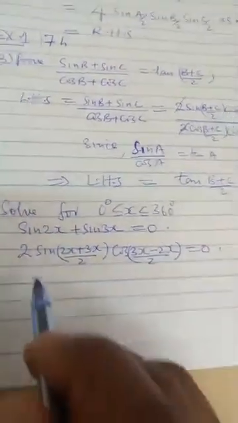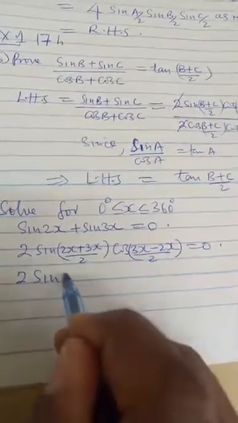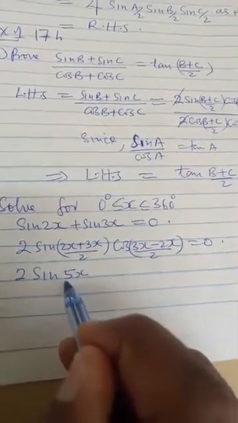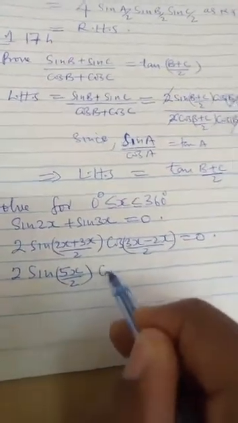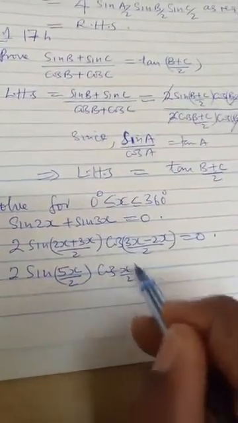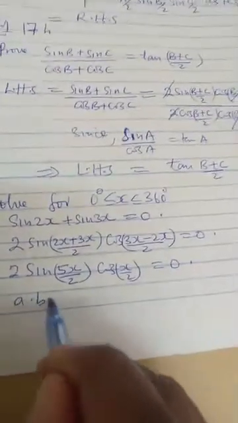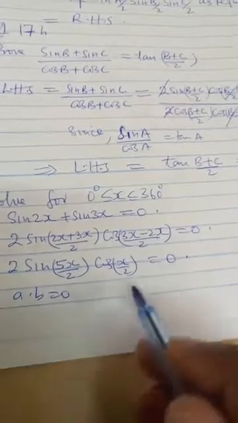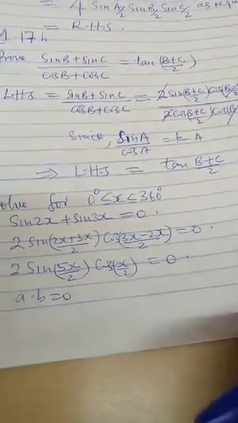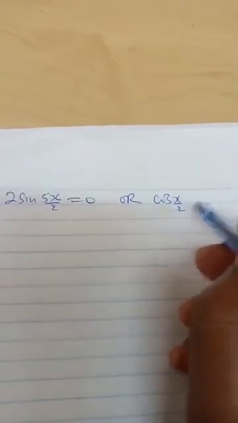If we are using factor formula, we have 2 sine of now 5x over 2, the cos of x over 2 is equal to 0. This is an AB situation. A times B is equal to 0. So if we apply the 0 rule, we should be able to proceed and solve this. I'll move to another page. That our 2 sine of 5x over 2 is equal to 0, or our cos of x over 2 is equal to 0.